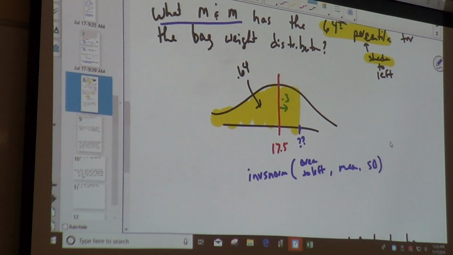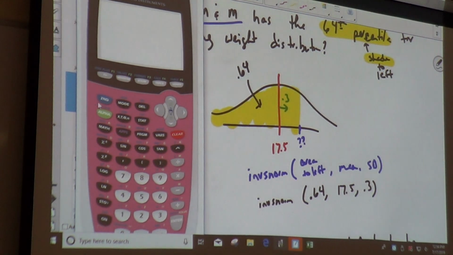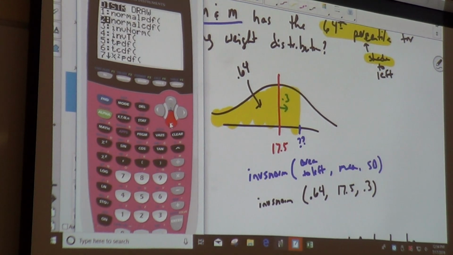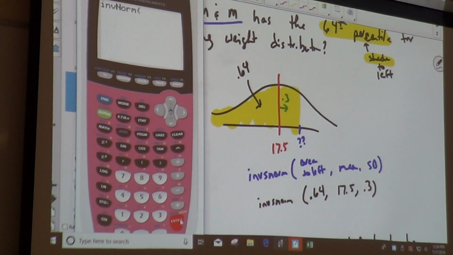So what is my area to the left? 0.64. What's my mean? 17.5. What's my standard deviation? 0.3. And I'm doing inverse norm because I am getting the z-score. I'm getting the point. So I'm going to do second bars. I'm going to do inverse norm of 0.64, 17.5, and 0.3.